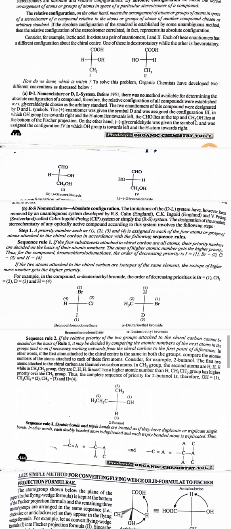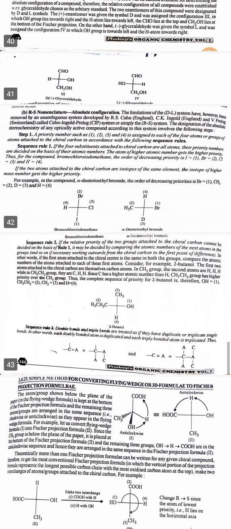RS nomenclature, absolute configuration. The limitations of the DL configuration system have however been removed by a system developed by R.S. Cahn, England, C.K. Ingold, and V. Prelog, Switzerland, called the Cahn-Ingold-Prelog (CIP) system, or simply the RS system. The designation follows these steps.